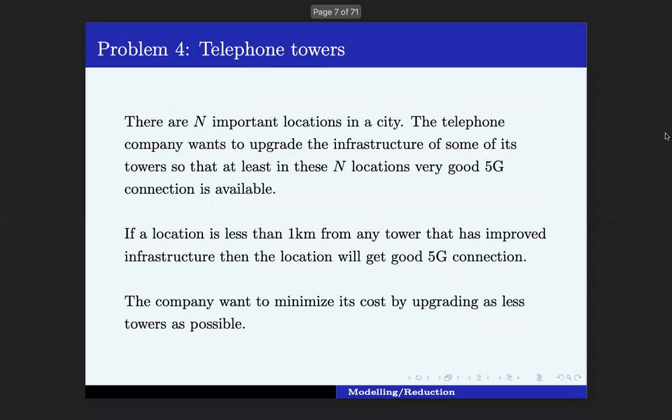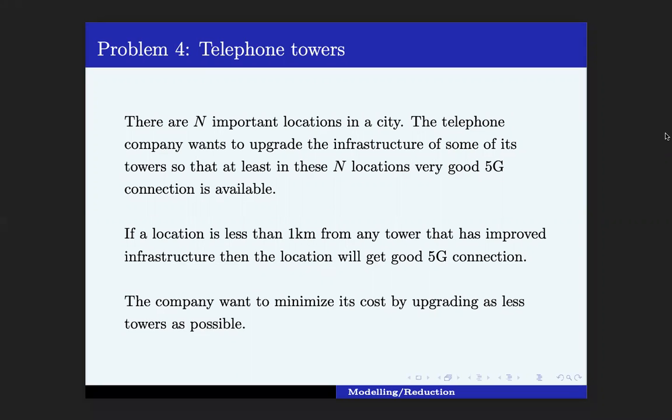So here there is another one, the telephone towers. There are certain spots in the city where the telephone company wants to ensure that its 5G network is very good, very strong. But to ensure that, the company has to upgrade the towers at certain locations. Of course, the company doesn't want to upgrade too many towers, because upgrading a tower costs money, right?